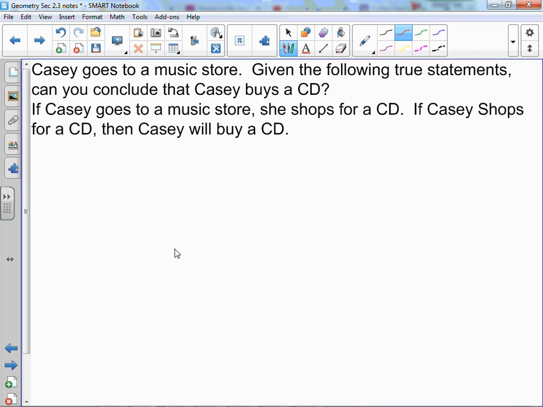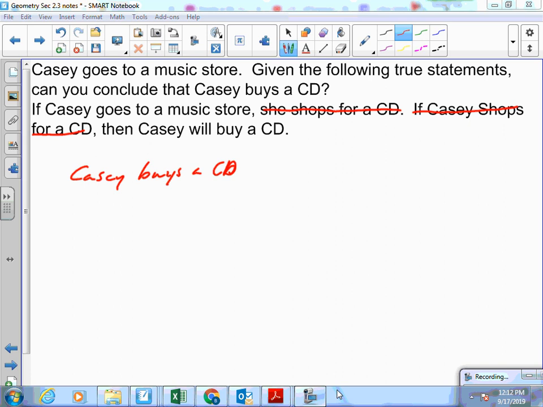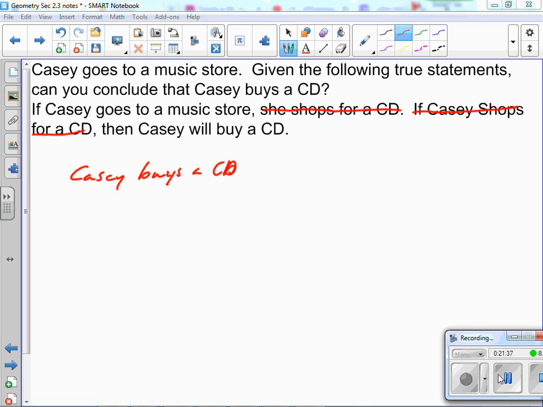So if she goes to a music store, she shops for a CD. And if she shops for a CD, then she'll buy a CD. So the new statement we can make from that is if Casey goes to a music store, then Casey will buy a CD. They told us that she went to a music store, so what can we conclude? Casey buys a CD. So that concludes section 2.3, with a few interruptions.